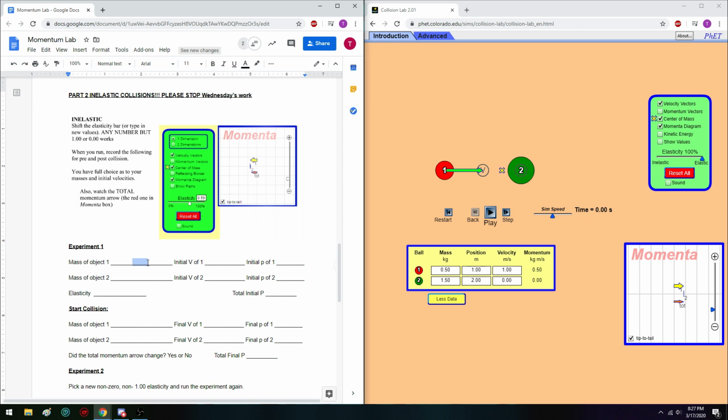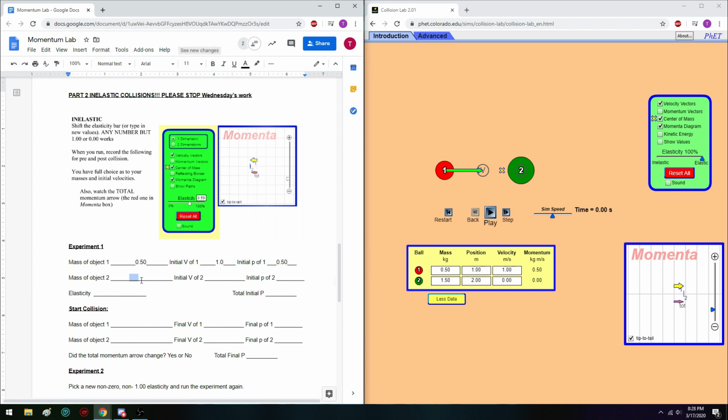For the first experiment, what you're going to be doing is labeling everything beforehand. So you know your mass 1 is going to be labeled as 50 kilograms, so you can go under here and type in 0.50 kilograms. Again, we're not going to worry about position. We're going to go to velocity next. Our velocity for object 1, mass 1, going straight across, is going to be 1.0. The momentum of the last one is going to be 0.50. So that's all of the stuff for mass 1.